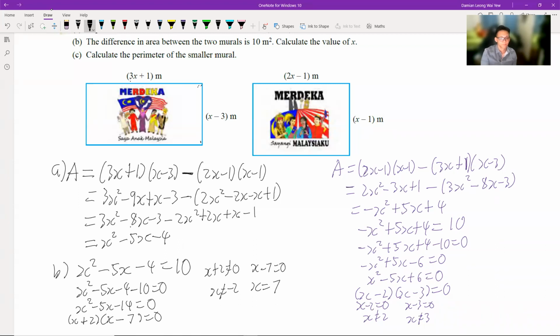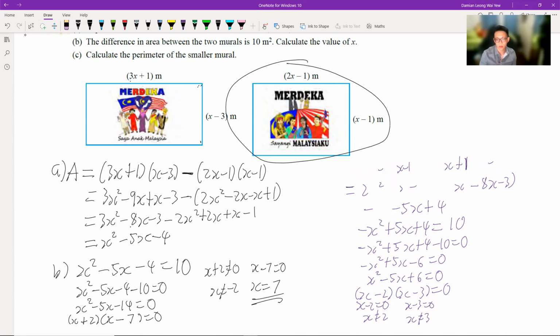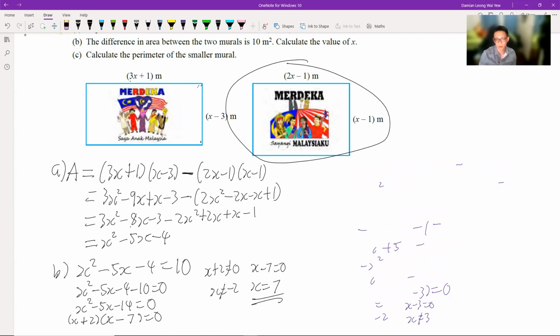So yeah, basically that would be x value 7. So parameter of the smaller mural, smaller one would be this one. Since, yeah, what I do is I minus here. So for part C, take this away. For part C, basically what I do is first, you can find the parameter in terms of x and then substitute x, or you can just find the value of your 2x minus 1 and x minus 1 first. 2 times 7 minus 1.